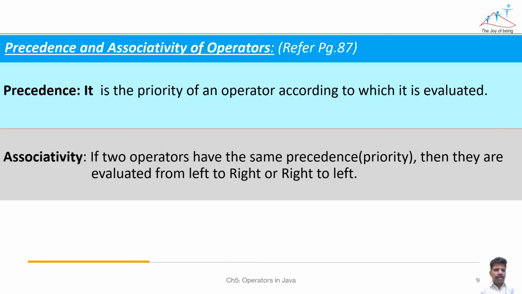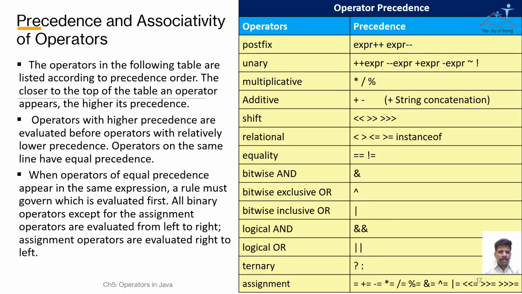And now we will see the precedence and associativity of operators in Java. Precedence is the priority of an operator according to which it is evaluated. So what is associativity? If two operators have the same precedence, that is the same priority, then they are evaluated from left to right or right to left depending upon the operators we are using in the expression. I will explain in detail.